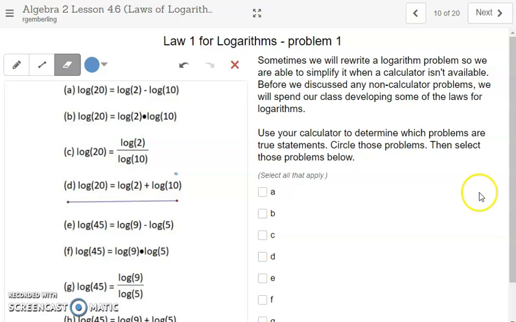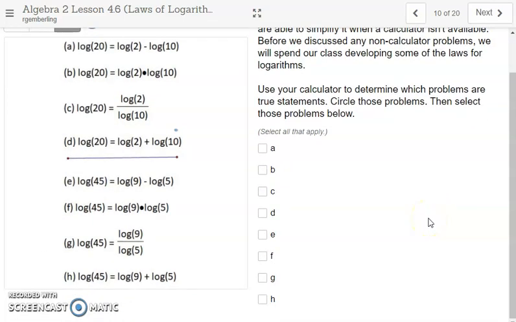And then the bottom set, which is a different set of problems, I'd like you to go through the same exercise and decide which of those 4 equations based on your calculator is providing the right answer. And then please choose the correct answers in the checklist to the right. When you're finished, turn the video back on.